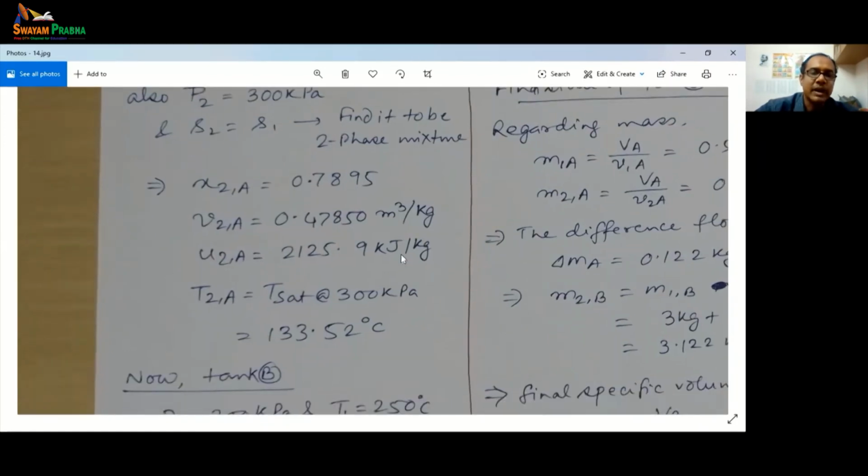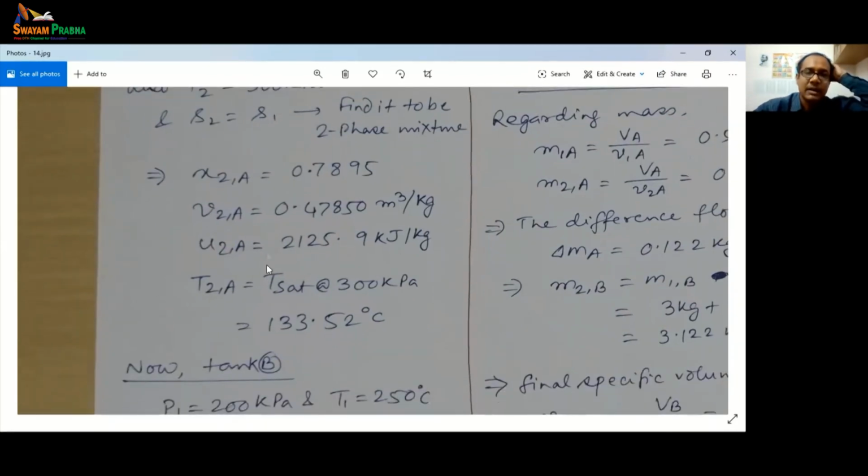Okay, once you find all these things, and as it is on a saturation line corresponding to 300 kPa, you can also find what is the temperature of the tank finally. So that is T saturated at 300 kPa. That is 133.52 degrees centigrade. So this is also one of the deliverables.